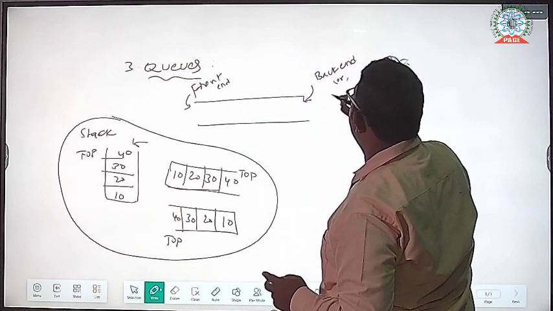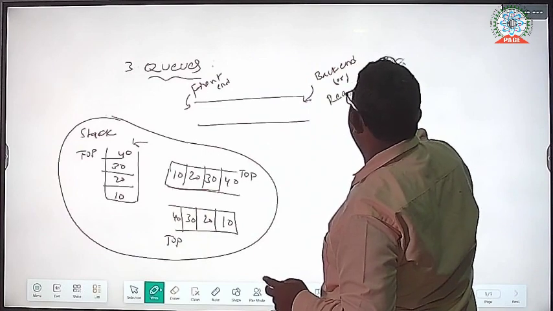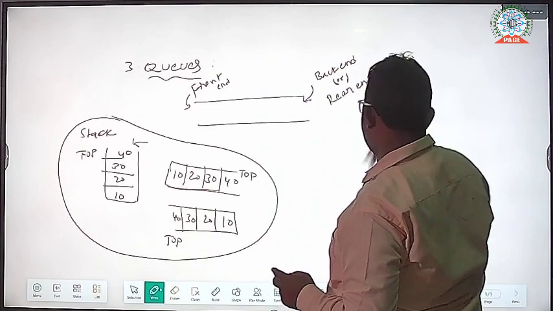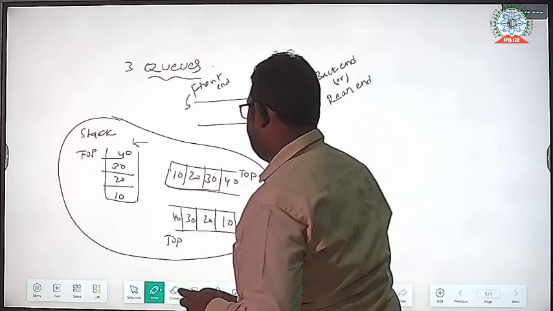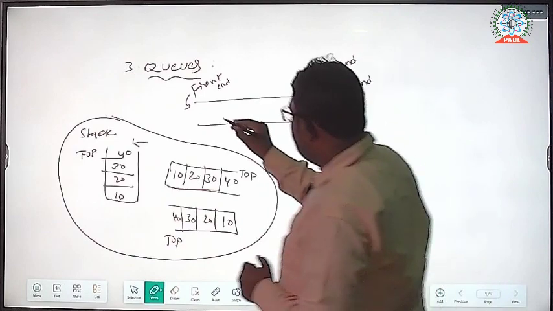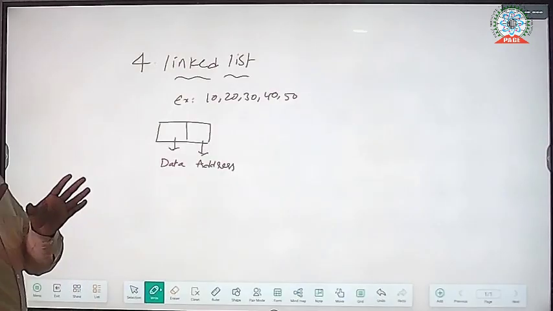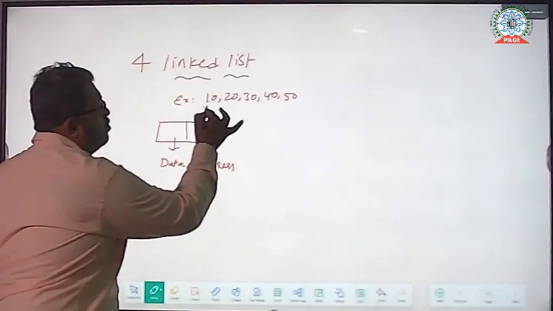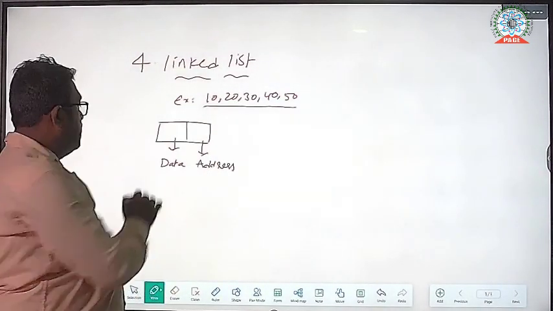Technically it is going to be called as a rear end. Okay, here in the queue data structures, the arrangement should be same. 10, 20, briefing. So automatically I am going to explain how these elements are going to be arranged in the linked list.